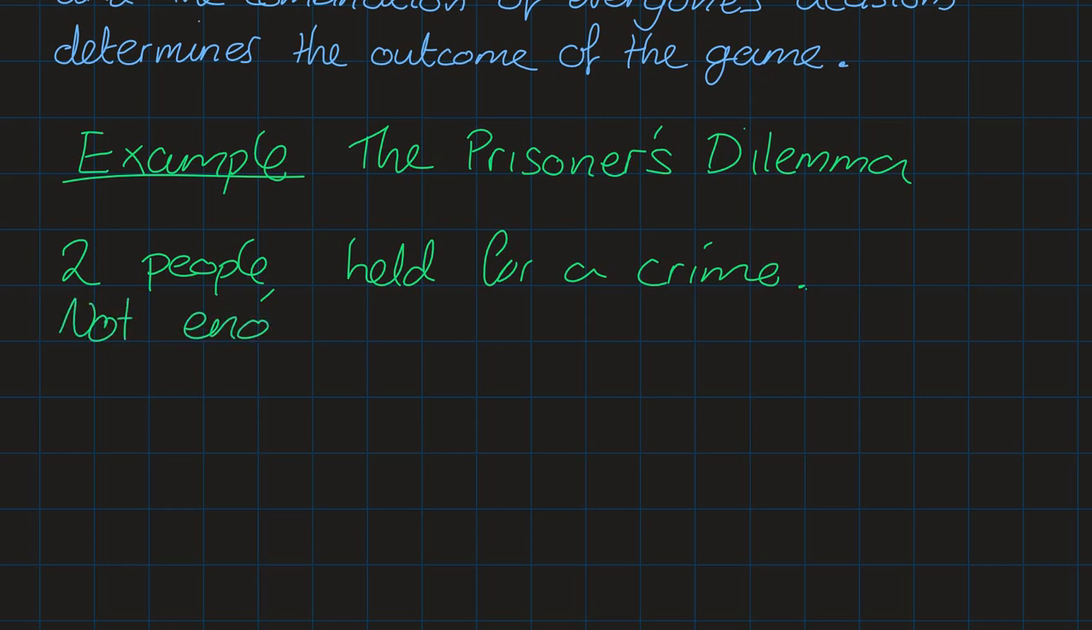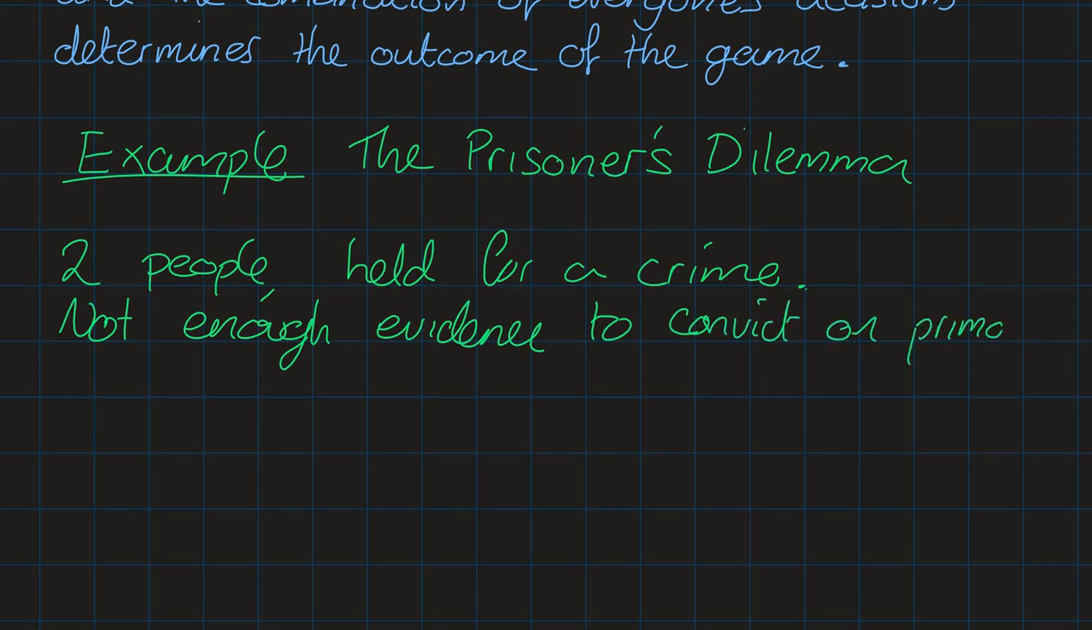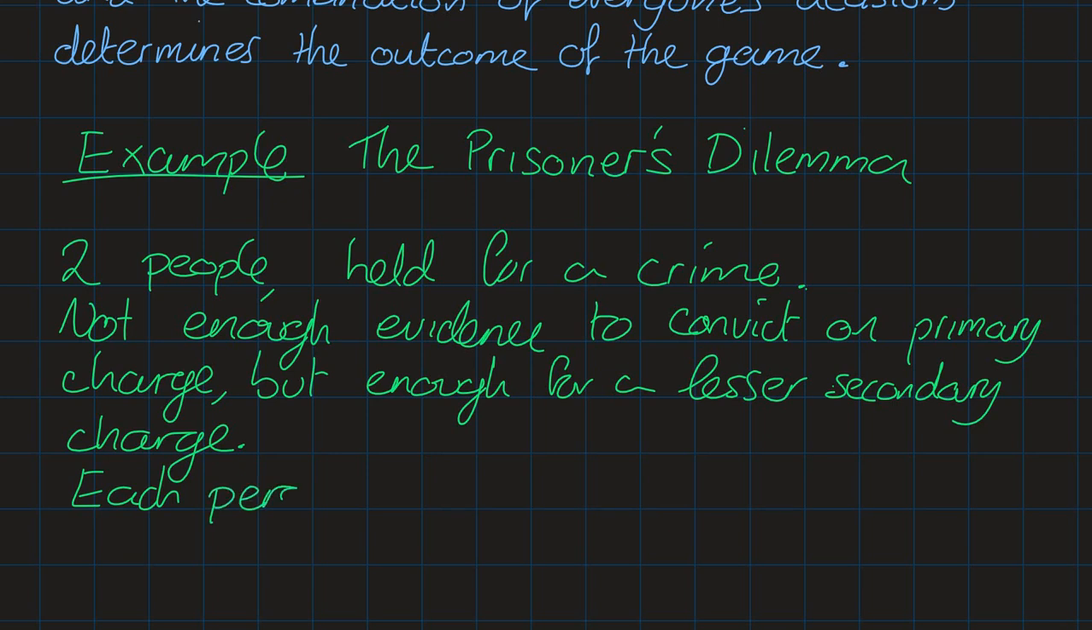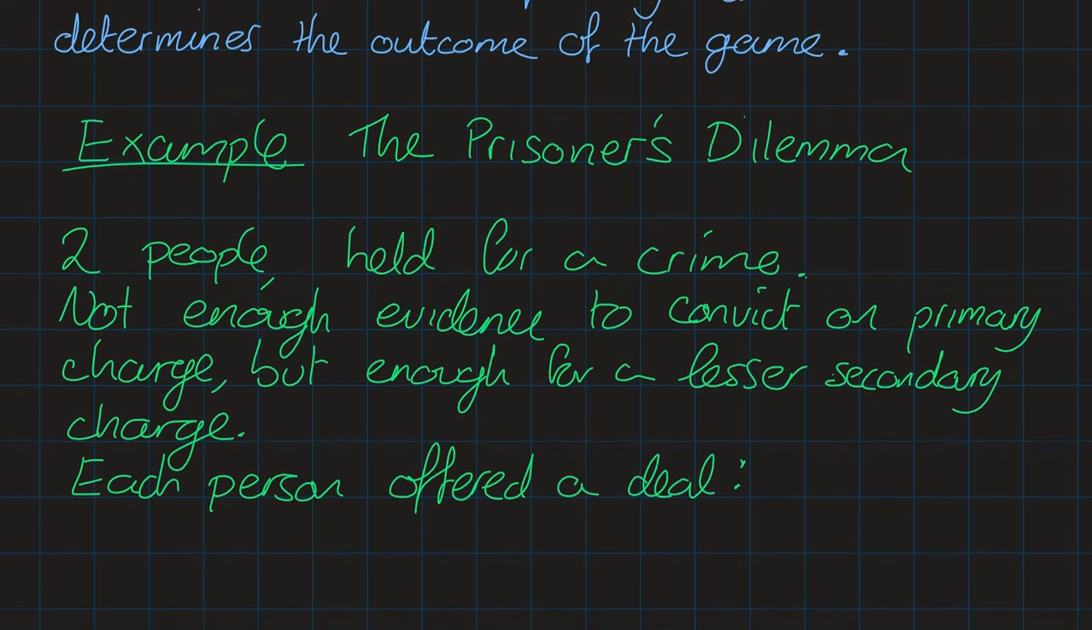So, not enough evidence to convict on the primary charge. But there is a lesser secondary charge. Each of the people being held for the crime, they're taken into solitary confinement and they're offered a deal. Each person is offered a deal, and the deal is something like this.